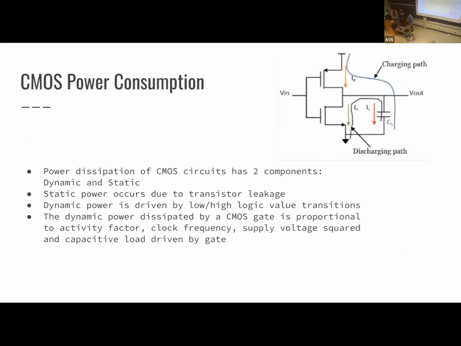A little bit of background, CMOS power consumption. In CMOS circuits, there's two major sources of power consumption, static and dynamic, with static power being related to transistor leakage when the transistor is in the off state, and dynamic power being switching between low and high logic values, so charging the load capacitance that you see there and discharging it. This is proportional to activity factor, clock frequency, VDD squared, and the load.